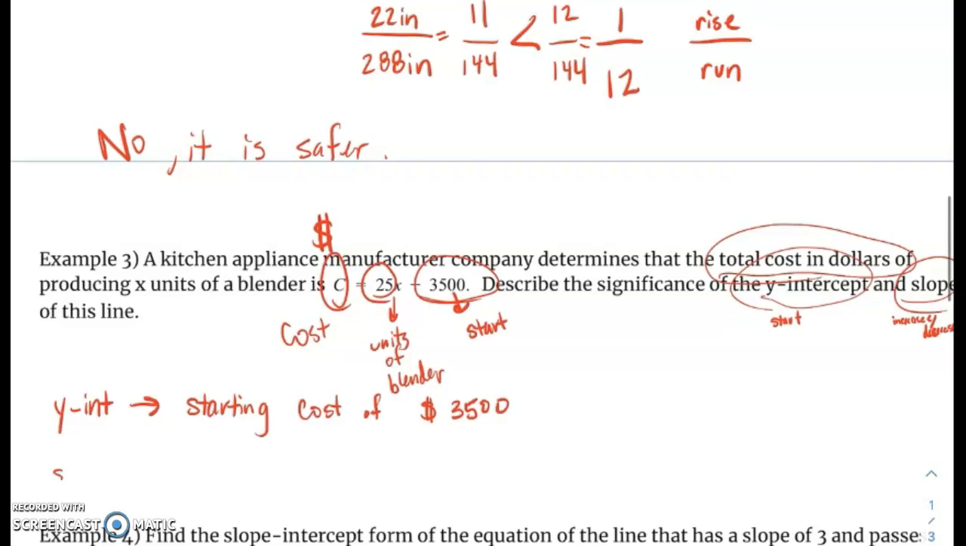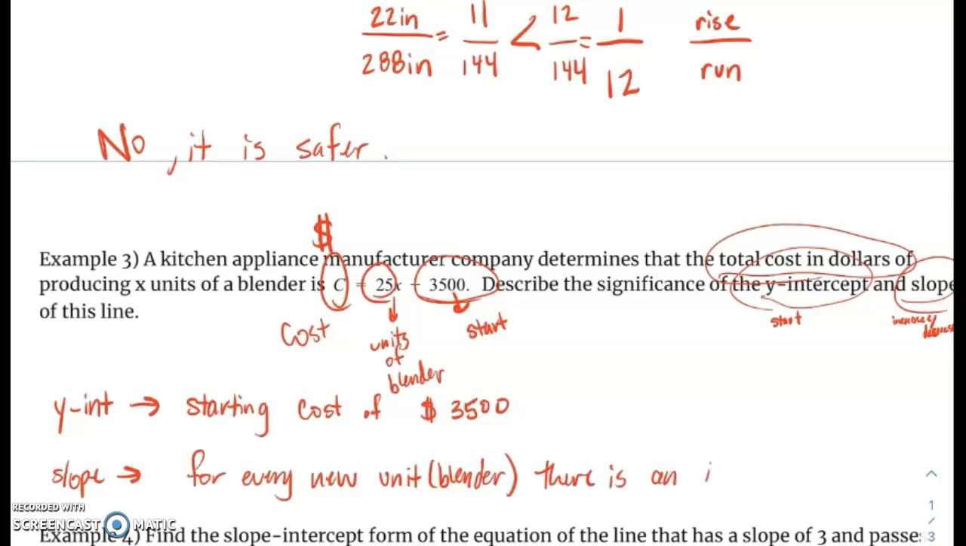So the slope is telling us that for every new unit or blender, there is an increase of $25. And that is affecting the overall cost.